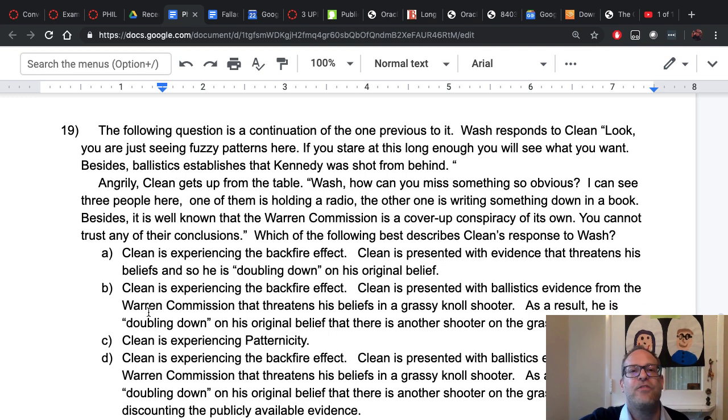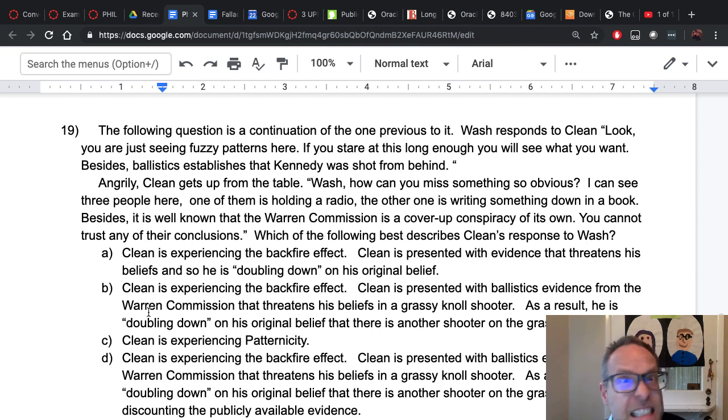Number 19. The following question is a continuation of the one previous to it. Wash responds to Clean. Quote, "Look, you're just seeing fuzzy patterns here. If you stare at this long enough, you will see what you want. Besides, ballistics establishes that Kennedy was shot from behind."